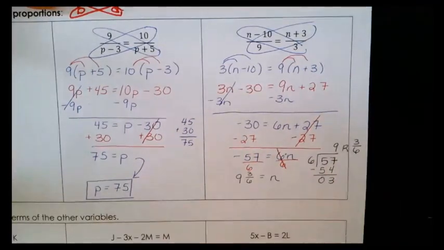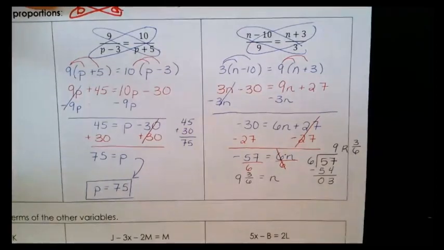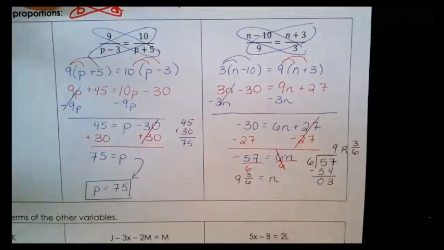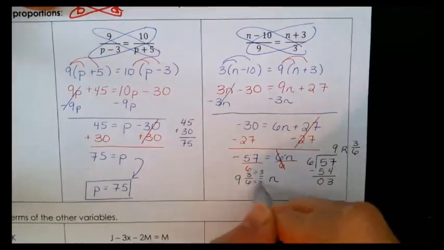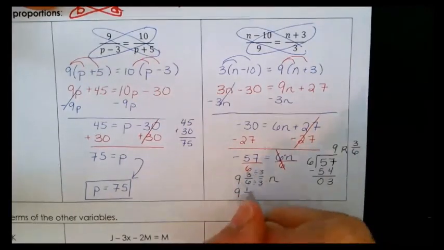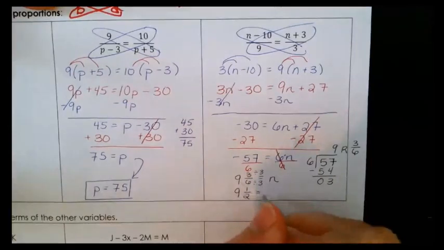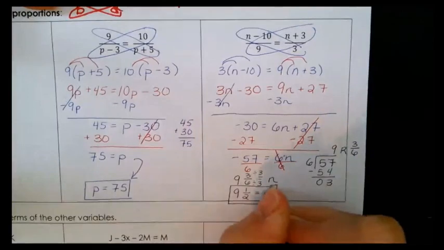We can simplify that a little bit further because 3 and 6 both have a greatest common factor of 3. So if I divide the top by 3 and the bottom by 3, I can simplify this fraction and I'll get 9. 3 divided by 3 is 1. 6 divided by 3 is 2. So 9 and 1/2 equals n. That is my final answer.